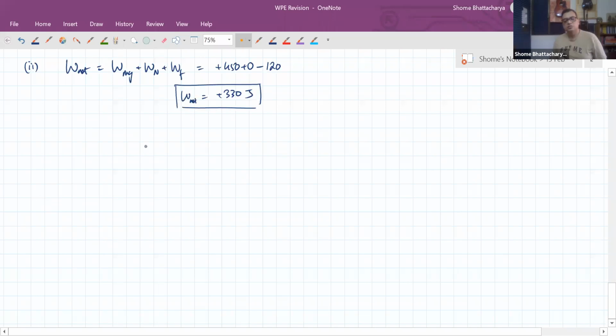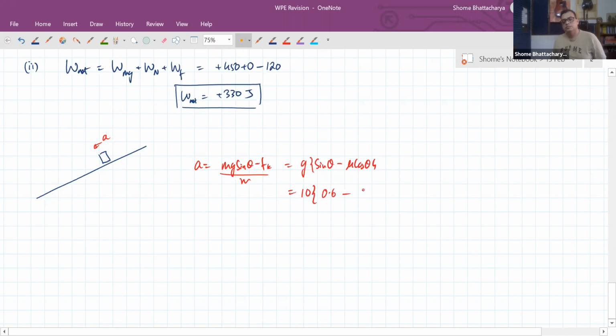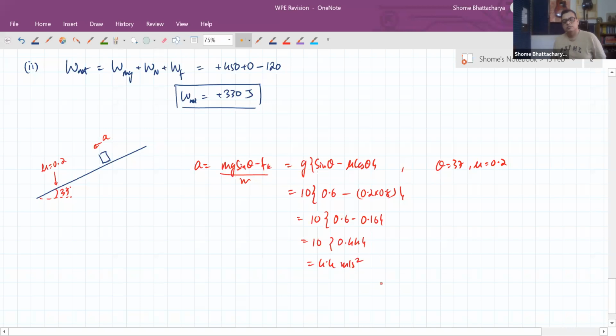Now we can show from Newton's laws that the acceleration of the body as it slides down the inclined plane is mg sine theta minus kinetic friction divided by m, which is this. Taking the value of theta as 37 and mu as 0.2. So this is the acceleration.